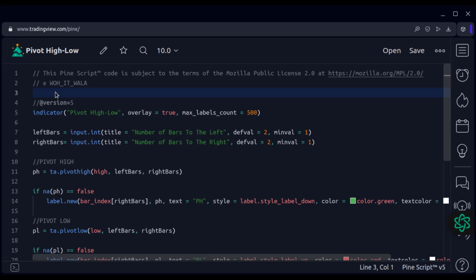Hello. In this video, we will see how to find out the pivot high and low points in the TradingView Pine script. Let's begin. This is an indicator function with the name pivot high low.